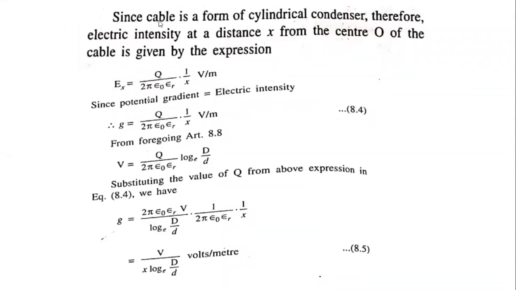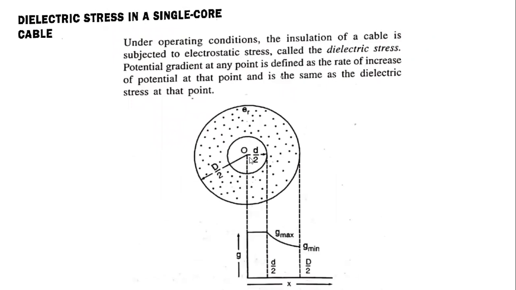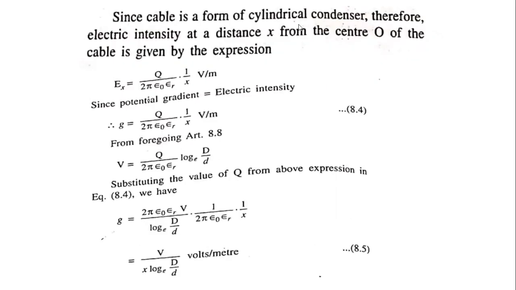Since the cable is a form of cylindrical condenser, the electric intensity at a distance x meters from the center O of the given cable is what we find as the electric stress.